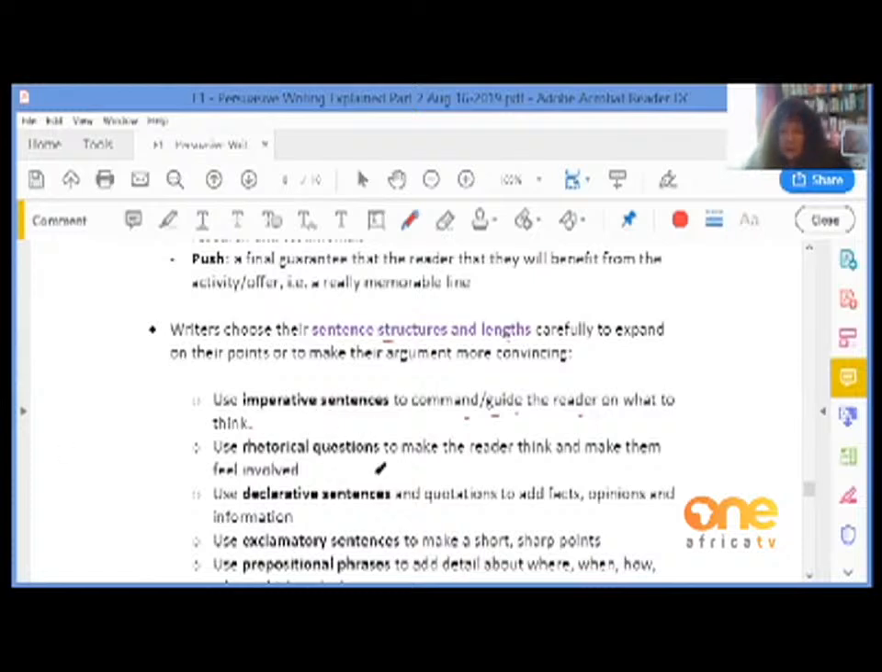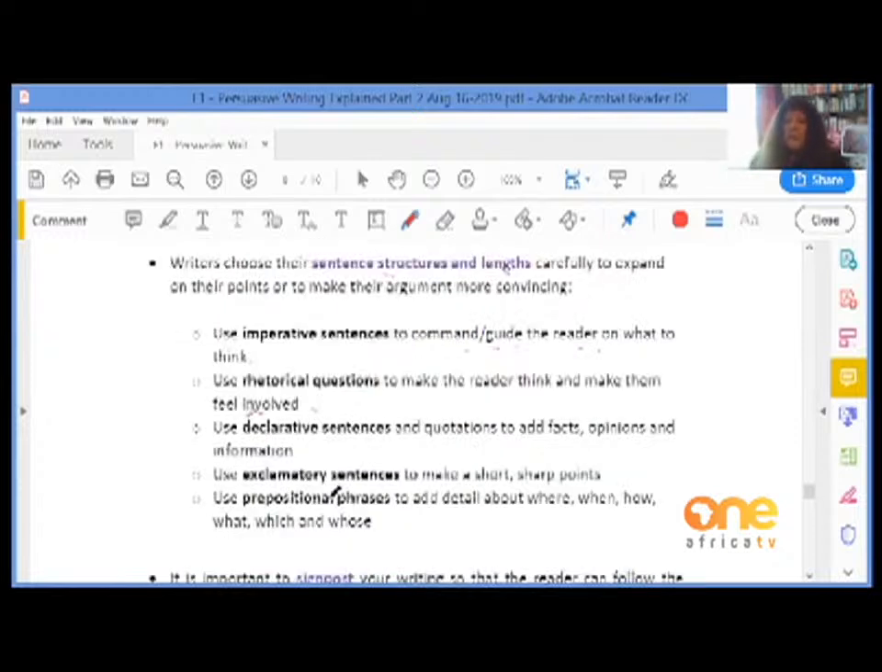We've discussed rhetorical questions to make the reader think he's involved. And we use declarative sentences, they're called, which is really the facts, opinions, and information. You've got the exclamatory sentences, which is with an exclamation mark, and that's where you make short, sharp points. And finally, you use prepositional phrases to add details about where, when, how, what, which, and whose. So that's just like your normal writing, normal description there.